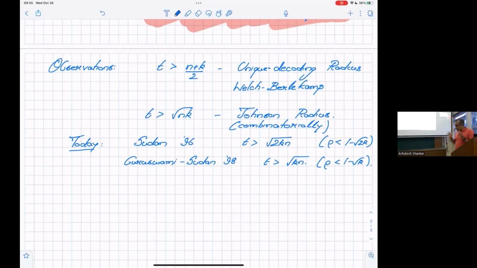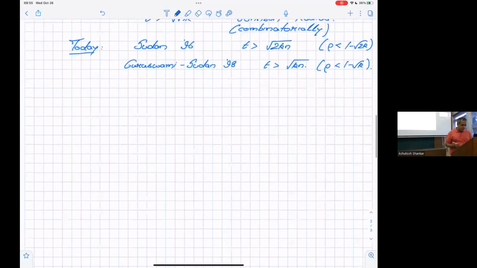The starting point for both these algorithms is the Welch-Berlekamp algorithm. So let's take the Welch-Berlekamp algorithm, stare at it for a while and see what changes we can make to it so that it can become a list decoding algorithm. So let's just recall the Welch-Berlekamp algorithm.